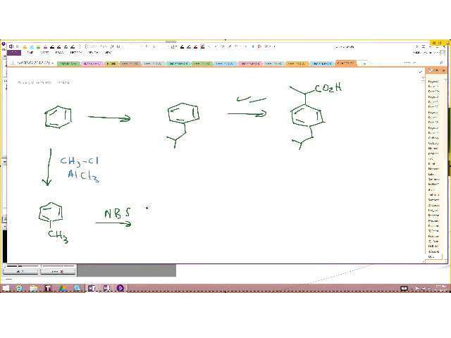The NBS bromine will replace the hydrogen on this here, which we call a benzylic hydrogen. This is a benzylic hydrogen right here. If you recall, benzylic hydrogens, the NBS will replace any one of those. So we get this.